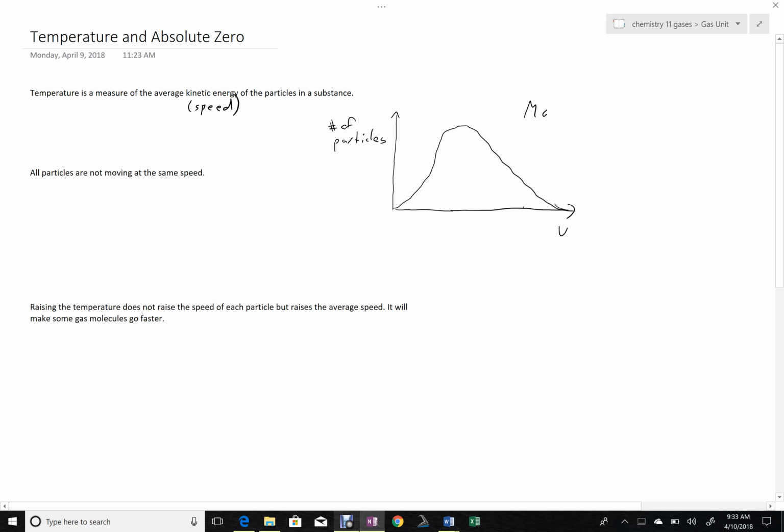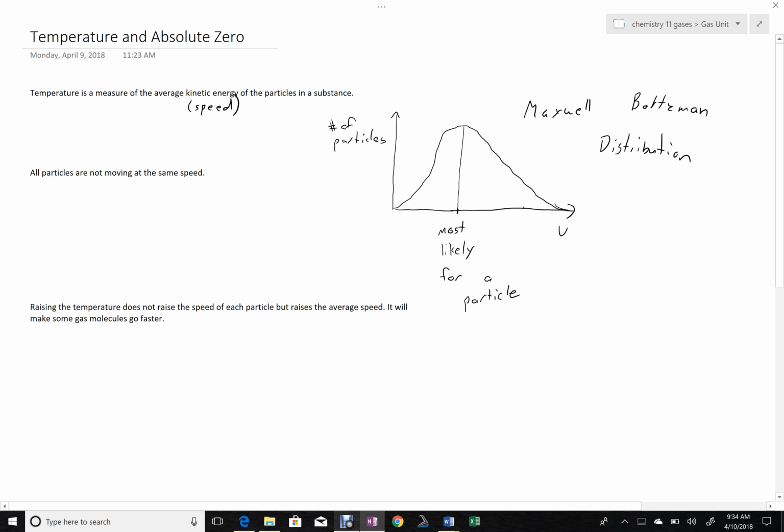This is called a Maxwell-Boltzmann distribution. And it tells you in a substance how fast the particles are going based on the number of those particles. So this speed right here would be the speed that is most likely for a particle. Or you could say that as the speed that most of the particles are traveling at.